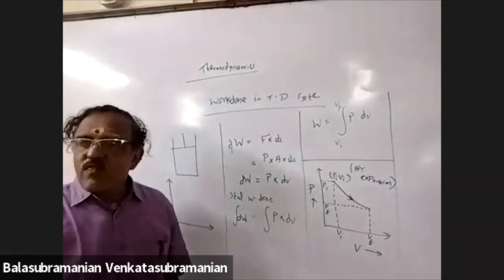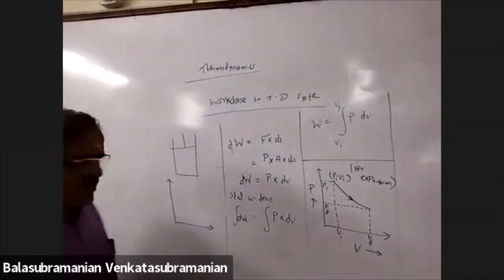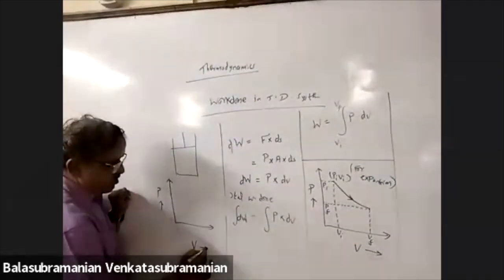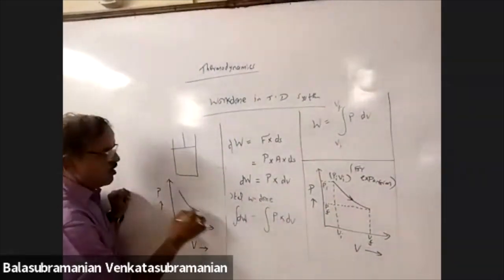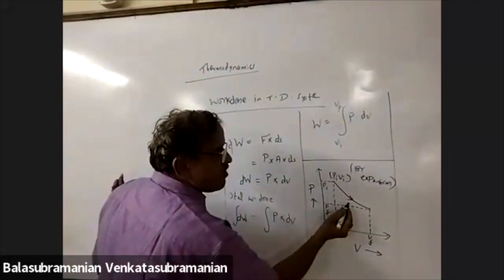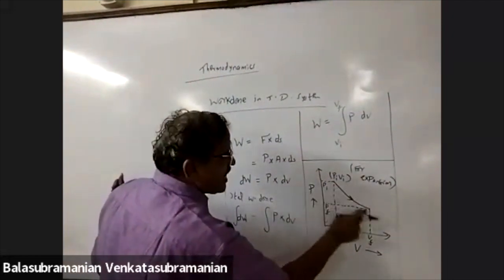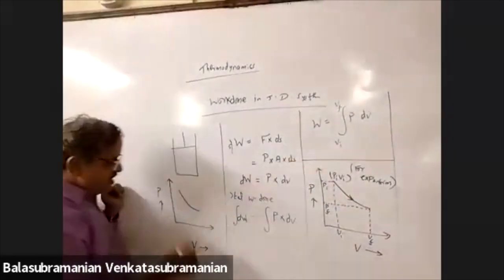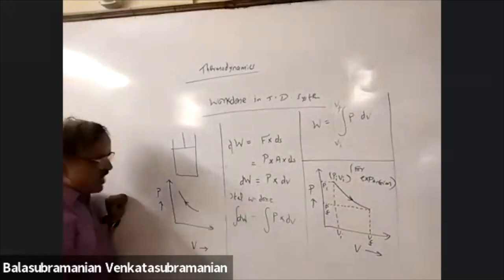I need the graph for compression. Same graph, pressure versus volume. In the case of expansion, what have you done? Pressure decreases from this point to this point. Pressure has come down. Same thing. Change the arrow mark.